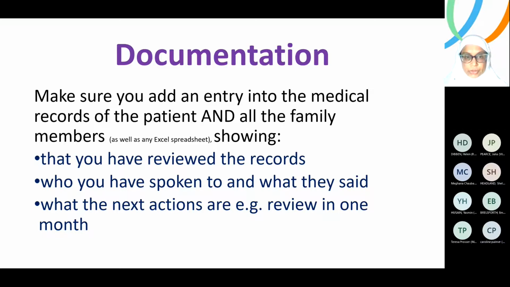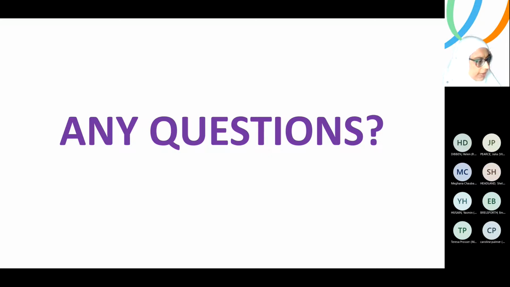So show that you've reviewed the records, who you've spoken to and what they've said, and what your next actions are. So you might put something like: safeguarding meeting, discussed with health visitor, health visitor will go and visit and she will feed back to us. And then we can review in one month, or something like that. So any questions around that?